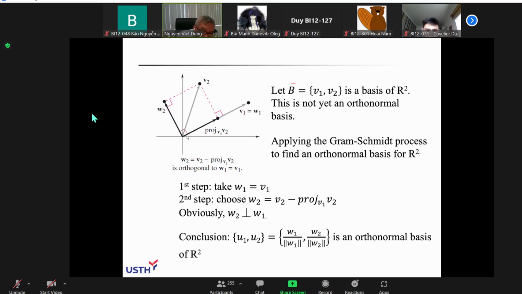So now we have w1 here and w2 here. They are already orthogonal to each other, but not yet normal, not yet unit vectors. So in the last step, we normalize by dividing by the length. You get an orthonormal basis of R2. So that is an example to show you what the Gram-Schmidt process is.